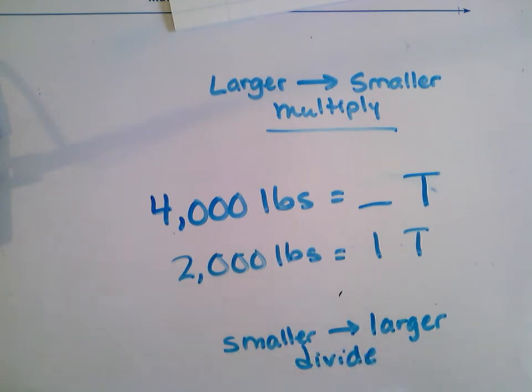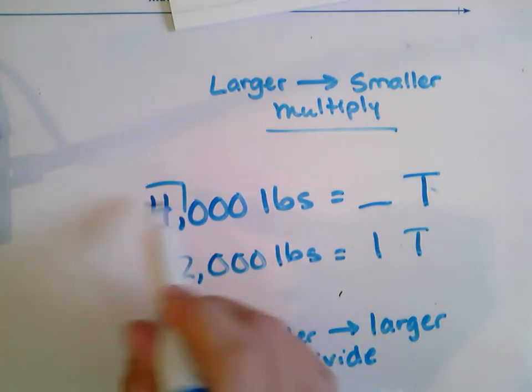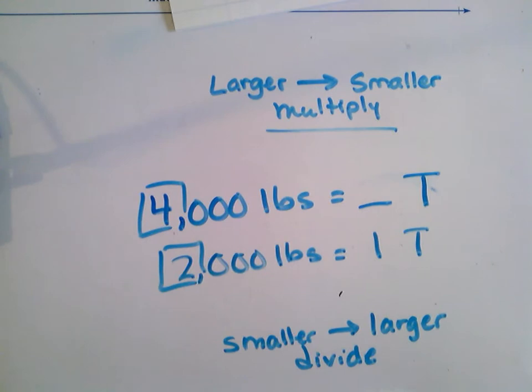All right. What are you talking about, Mrs. Forker? You want me to divide by 2,000? Well, we can use that same trick, right? 4 divided by 2, we know, is 2. And this has 3 zeros and this has 3 zeros, so they cancel each other out. So we're left with 2 tons.